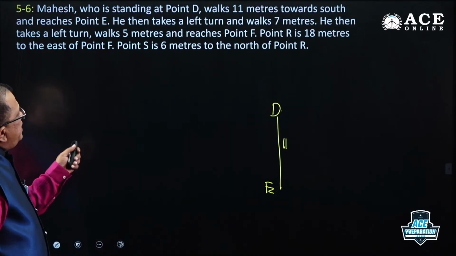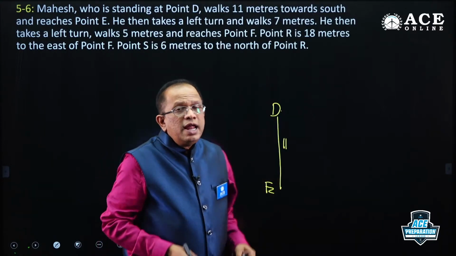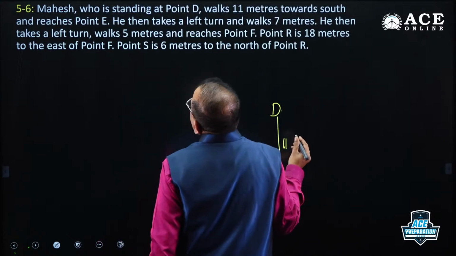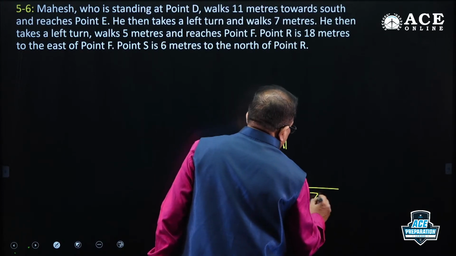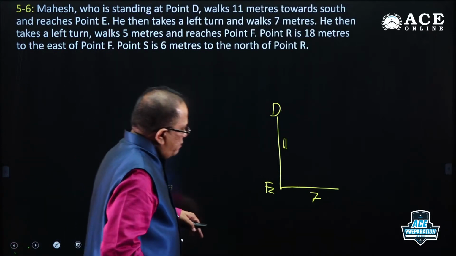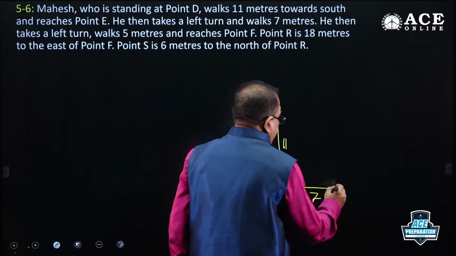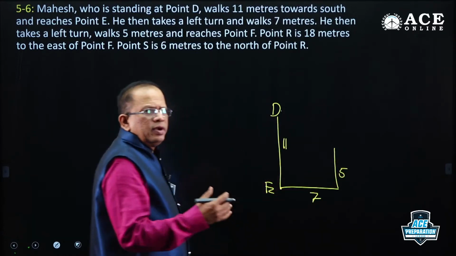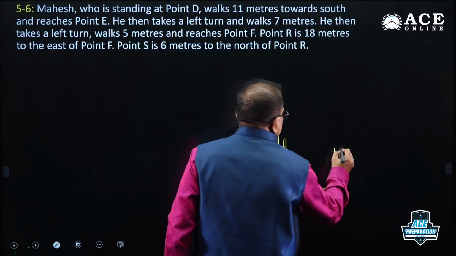Next one. He then takes a left turn. He is coming like this from north to south. Left turn. How many? Walk 7. So this is 7. He then takes a left turn. When someone is walking like this, left turn. How many? Walks 5. This is 11, this is 5. So approximately half of it. Reaches point F. So this is F.